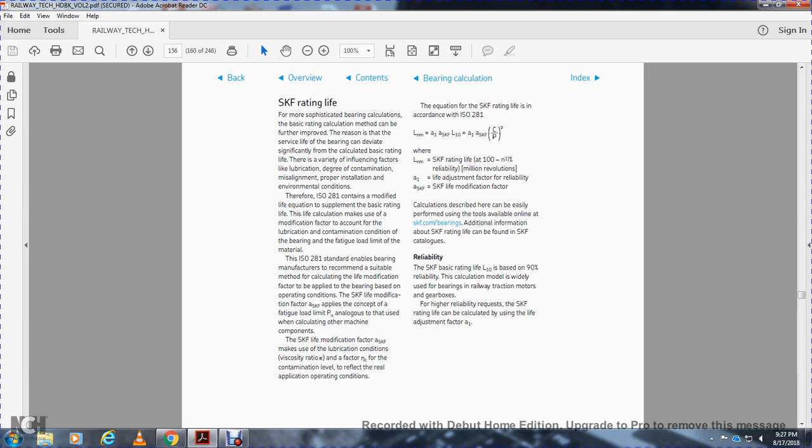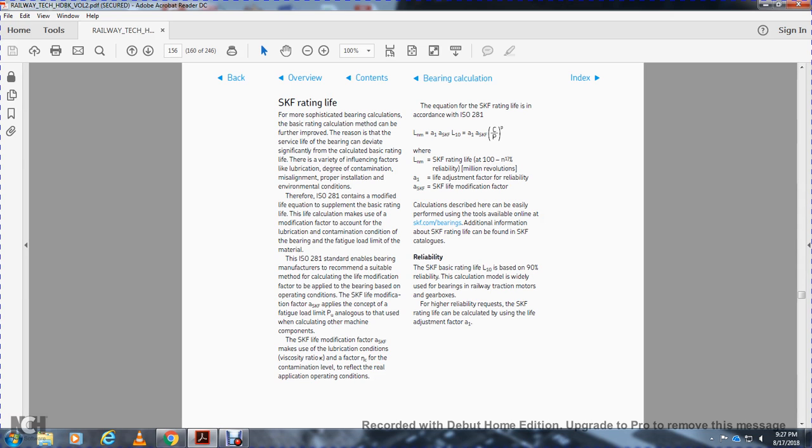The equation for the SKF rating life, in line with ISO 281, at 100 minus n percent reliability, in millions of revolutions, is L_nm = a1 times a_SKF times L10 = a1 times a_SKF times (C/P)^p, where a1 is the life adjustment factor for reliability and a_SKF is the life modification factor. Online tools are available for this calculation, and additional information on SKF rating life can be found in the SKF catalogs.